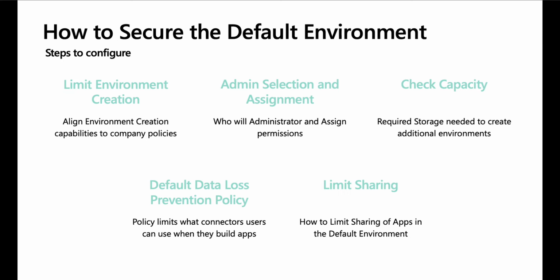Next, we'll talk about a default data loss prevention policy that you can set against the default environment. We'll get into this a little bit more, but data loss prevention policies are essentially a way that you can limit the connectors that can be used in conjunction with one another or completely block connectors. And that's a big thing that we're talking about doing in the default environment.